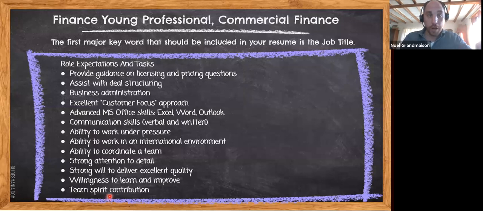This was a good one. It had a lot to work with, right? Generally you'll find at least a few action verbs of your responsibilities, and some soft skills and hard skills. For example, a customer-focused approach, communication skills, verbal and written, ability to work under pressure, ability to work in an international environment, to coordinate a team, attention to detail, willingness to learn, team spirit, okay? So these are the kinds of words that you want to include.